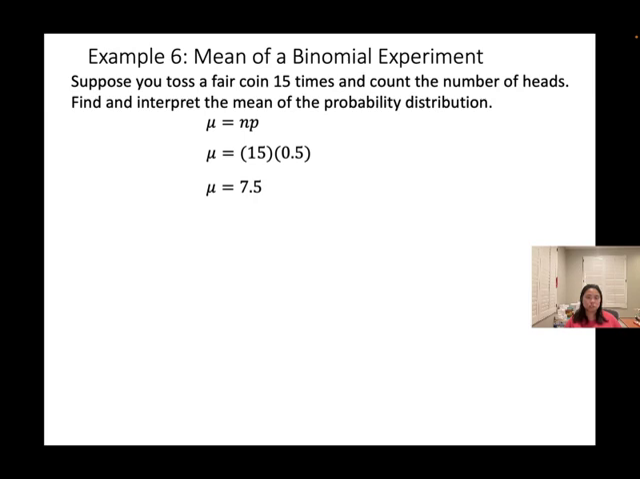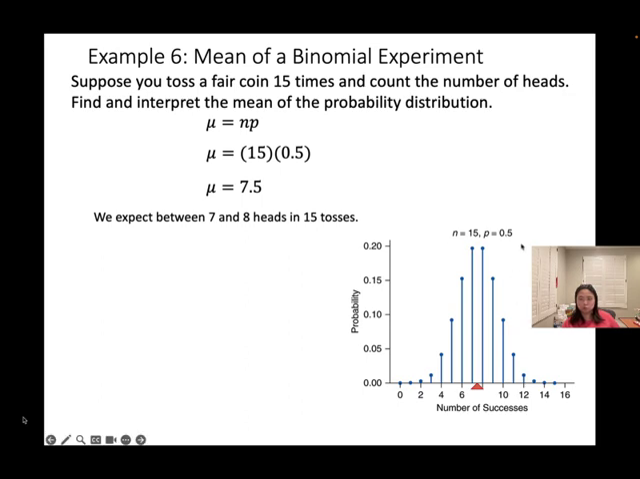So interpret what the mean equal to 7.5 means. We expect between 7 and 8 heads in the 15 tosses. Okay, expected value, which is going to be the balance point. When you look at the distribution here, since p is 0.5, we already talked about how the distribution will be symmetric. In the middle here, that will be the balancing point, which is between 7 and 8 heads. So this is the idea with the mean, in the middle.